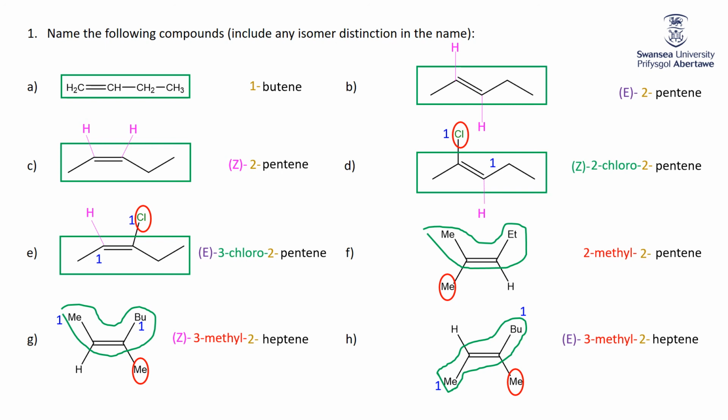Wasn't that fun? Big, big emphasis on the A-level papers of that whole E versus Z, and the idea that you don't have to worry about E and Z isomers if even one of the two carbons in the double bond has two identical groups on it.